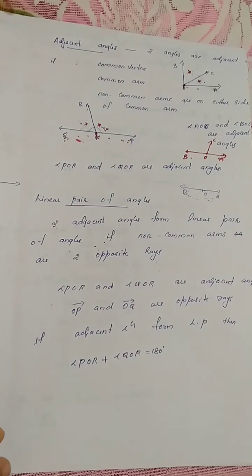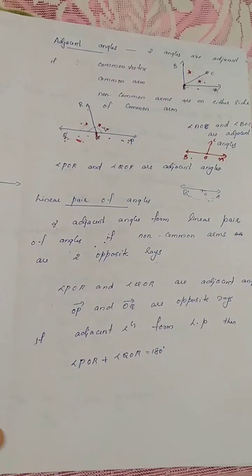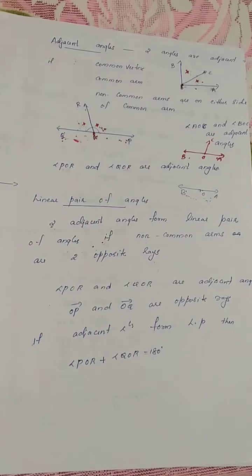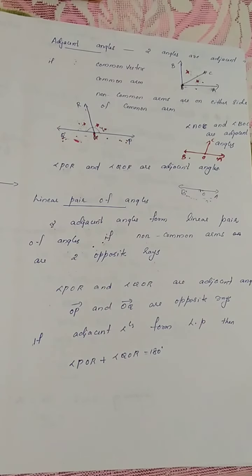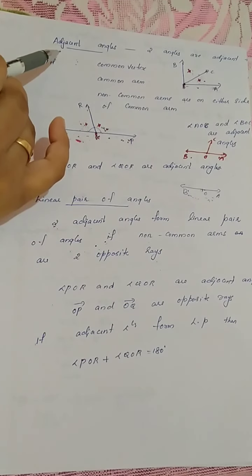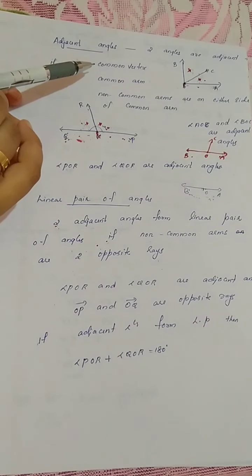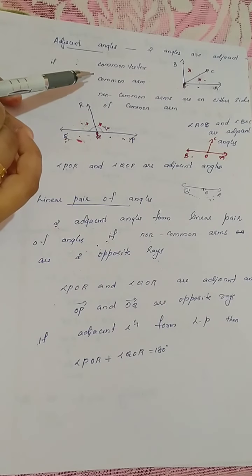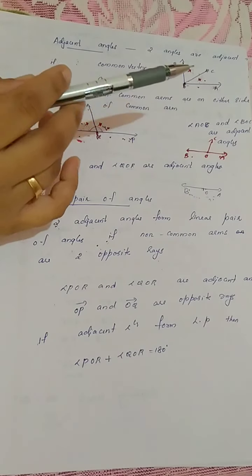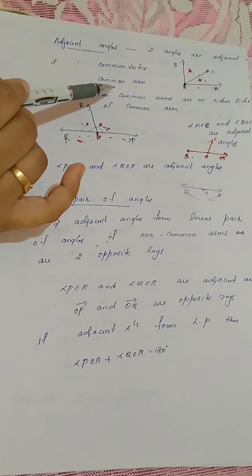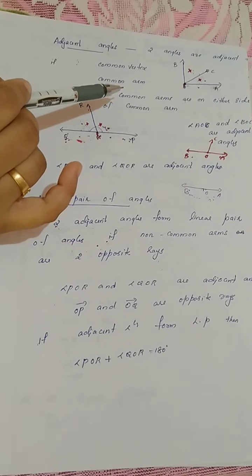Okay, we have studied the definitions of lines, line segment, angle, different types of angles, complementary angle, supplementary angle. So now the next topic we are studying is adjacent angles. Two angles are adjacent if they have a common vertex, a common arm, and non-common arms are on either side of the common arm. When these three conditions are satisfied, we can say that two angles are adjacent.